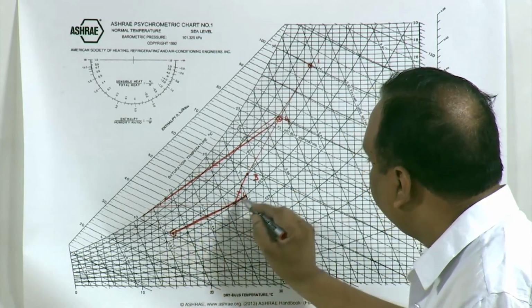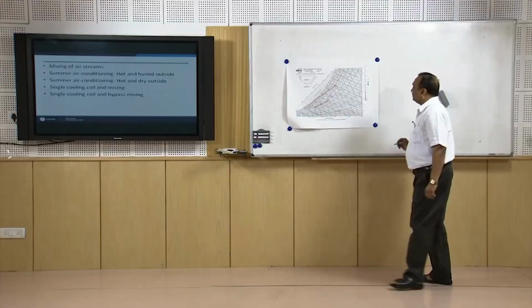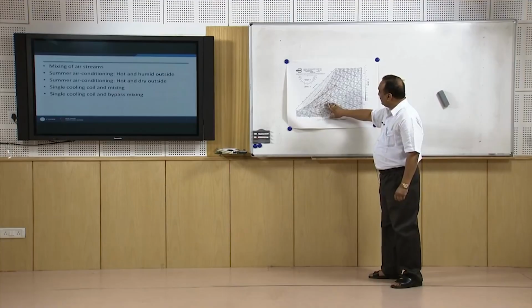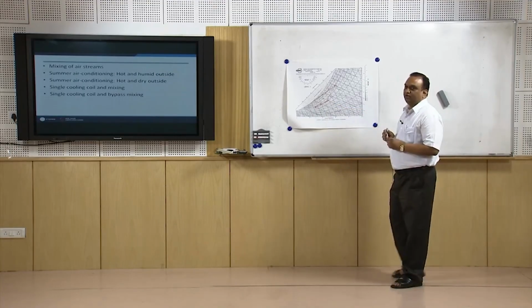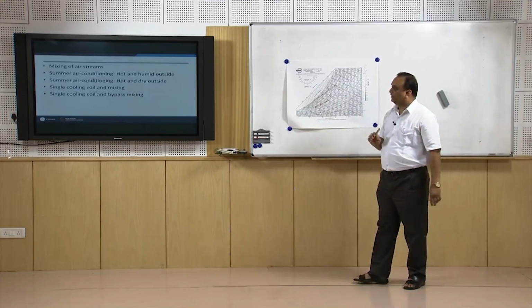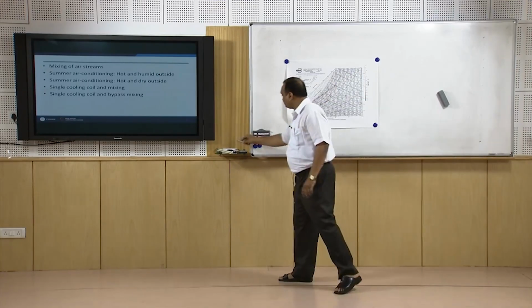The load line we will discuss later on. This is the room load line, and we will discuss it later on. I have assumed supply temperature 24 degrees centigrade for the sake of convenience of understanding these processes.